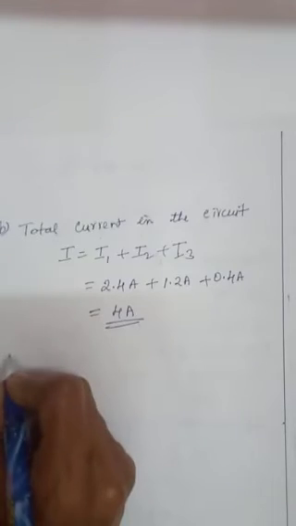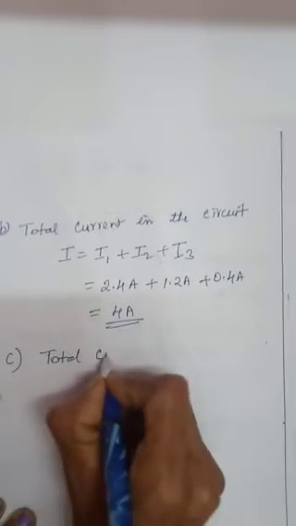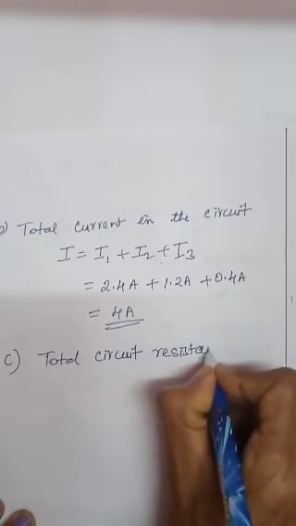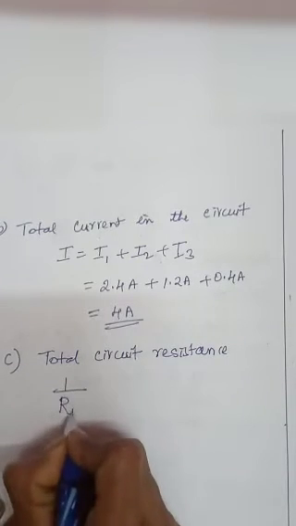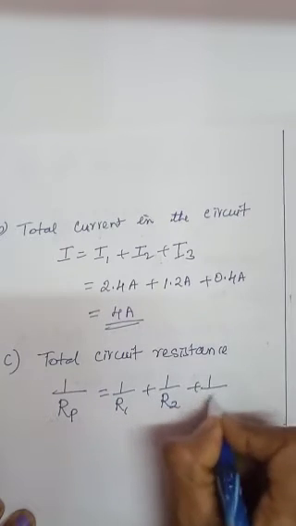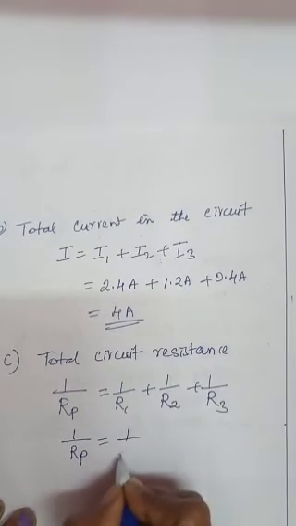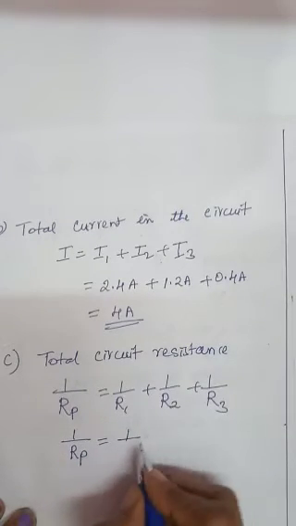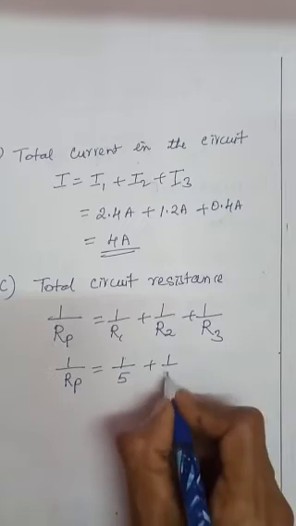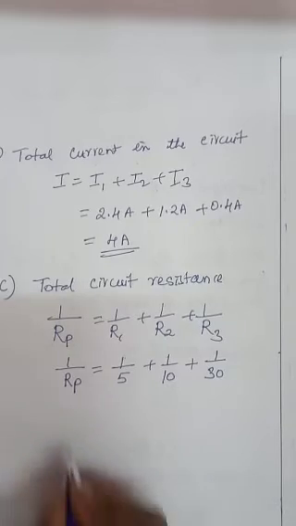Now part C, that is the total circuit resistance. The resistors are connected in parallel. So use the formula 1 by Rp is equal to 1 by R1 plus 1 by R2 plus 1 by R3. Substitute the values. 1 by Rp is equal to 1 by 5 ohm, plus 1 by 10 ohm, plus 1 by 30 ohm.